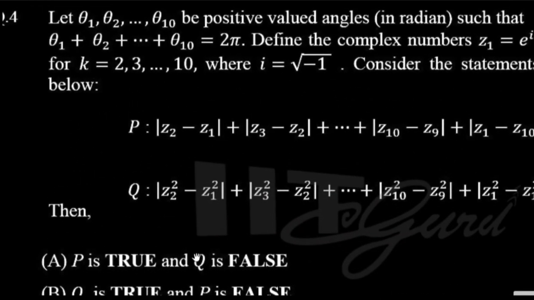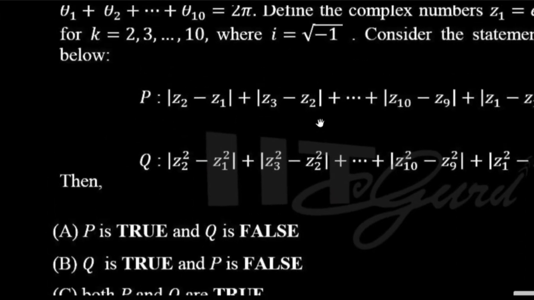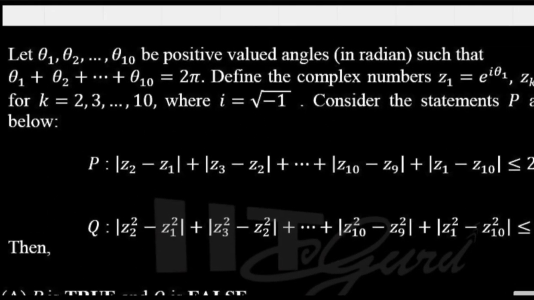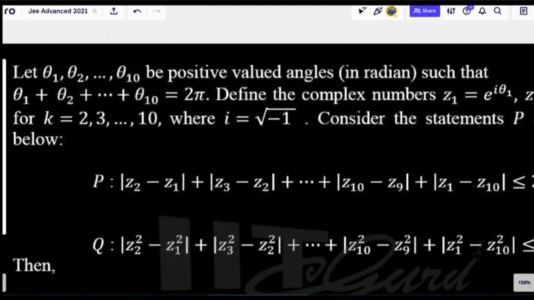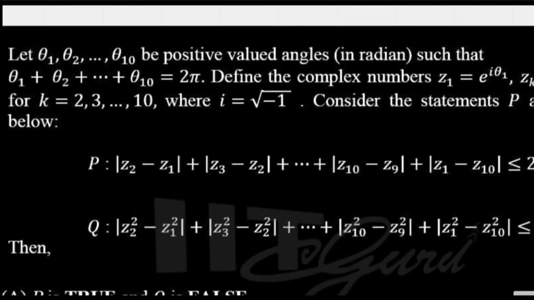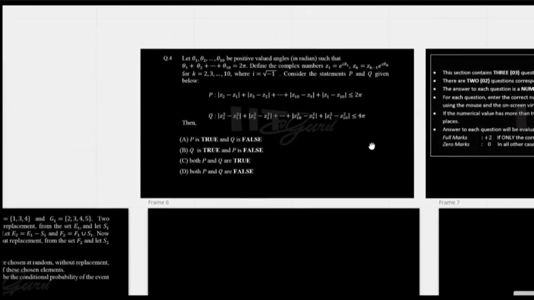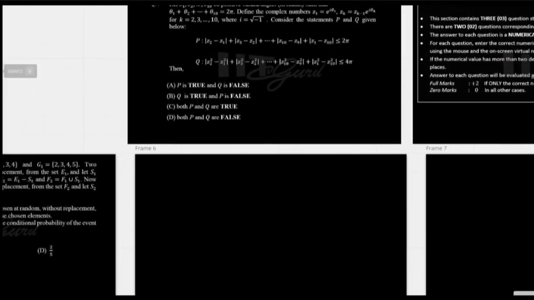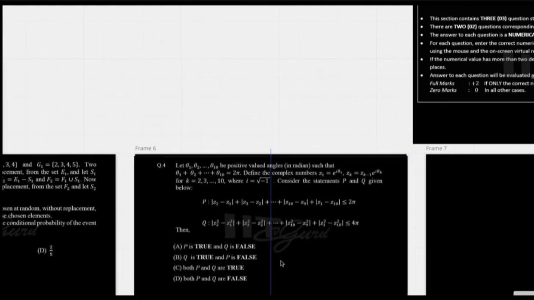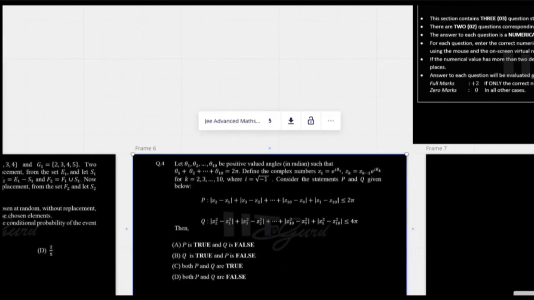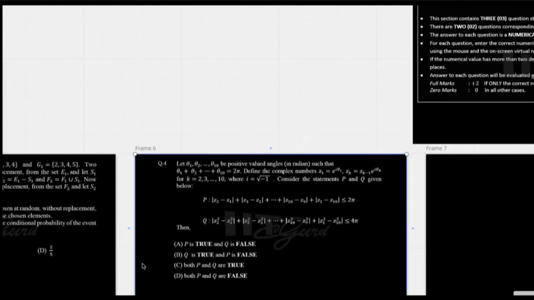Similarly, you can go for the fourth question. And the fourth question is from complex numbers. We will discuss it in detail. This is a good question of complex numbers. So you see, this question is from complex numbers. Let's see over here. Let me take it on the board. And this is the question.